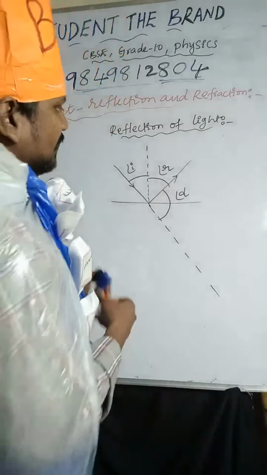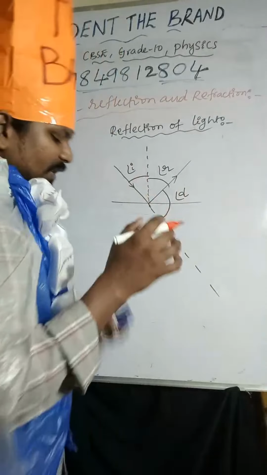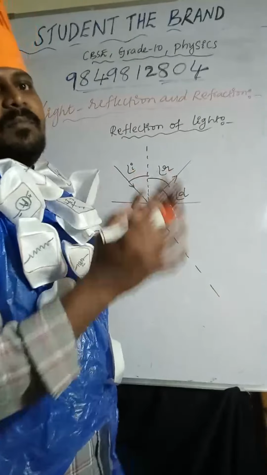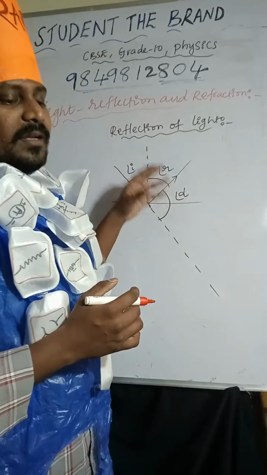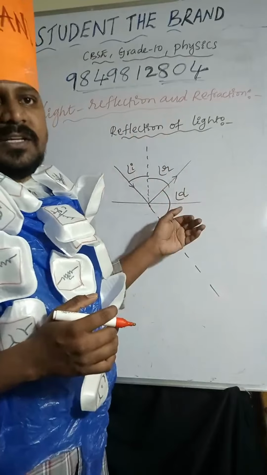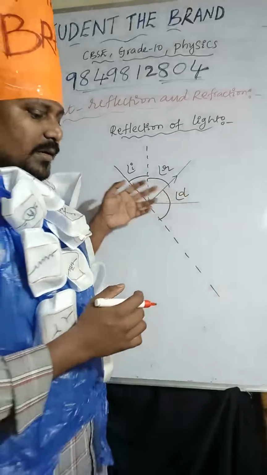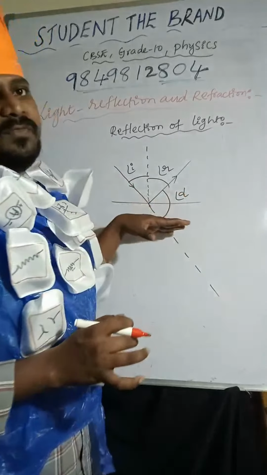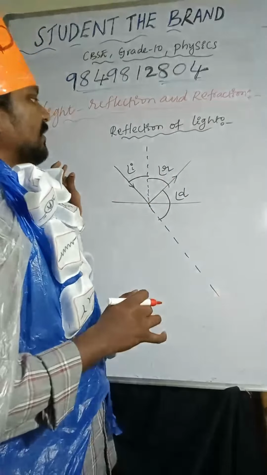So here you can observe the bouncing back of the light from the reflecting surface is called reflection of light. The bouncing back of the light from the reflecting surface is called reflection of light.